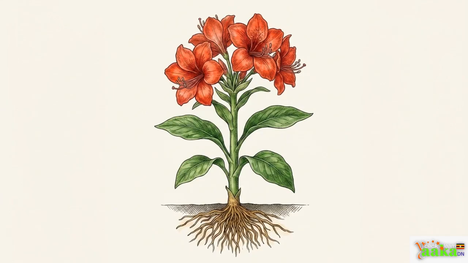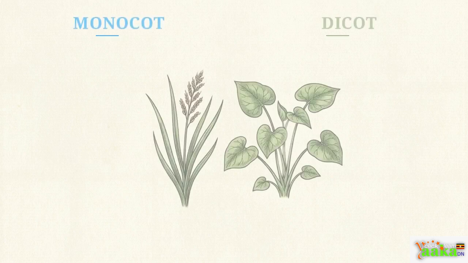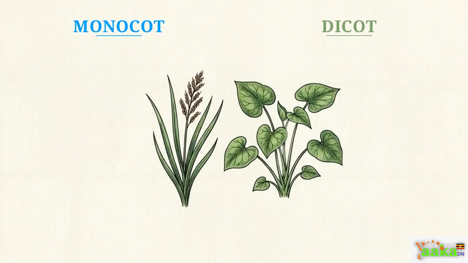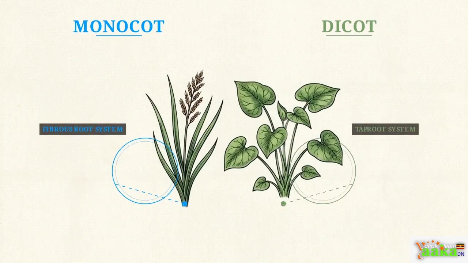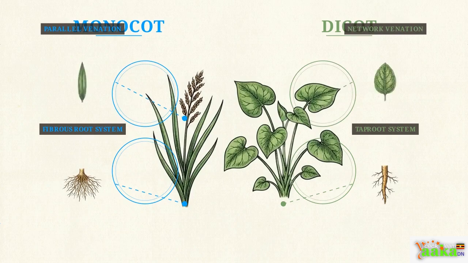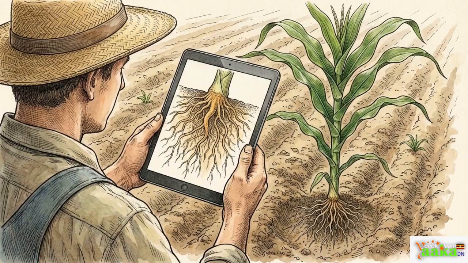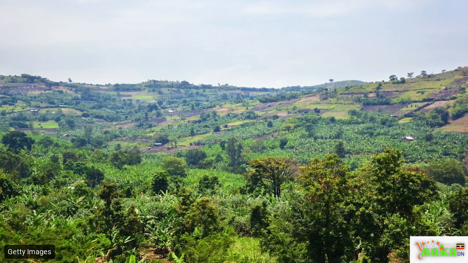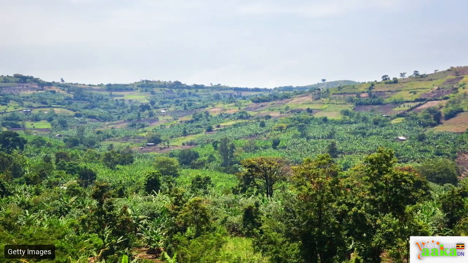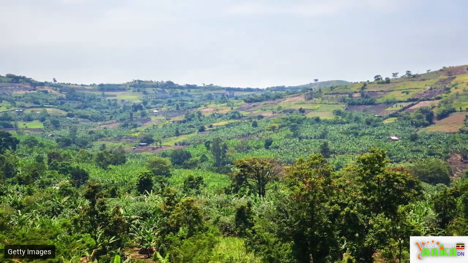Every angiosperm is a unified system of roots, stems, leaves, and flowers working in concert. Monocots and dicots maintain this system using distinct architectural blueprints, from their root networks to their leaf veins. Understanding these biological structures allows for more efficient farming and a deeper knowledge of the natural world. Mastering the anatomy of the flowering plant is essential for those who cultivate and care for the Ugandan environment.